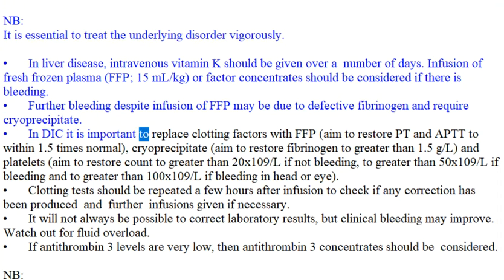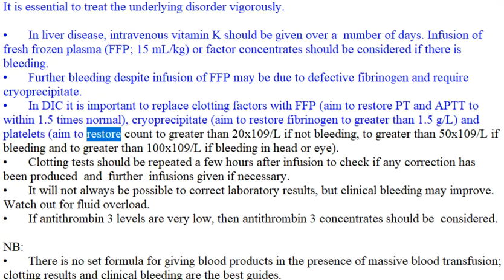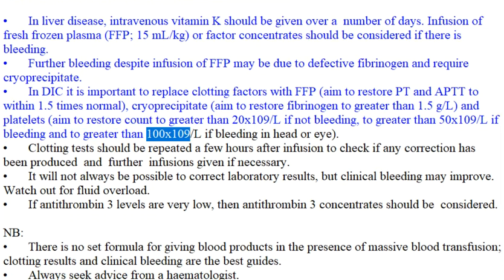In DIC it is important to replace clotting factors with FFP, aim to restore PT and APTT to within 1.5 times normal, cryoprecipitate, aim to restore fibrinogen to greater than 1.5 g/L, and platelets, aim to restore count to greater than 20x10^9/L if not bleeding, to greater than 50x10^9/L if bleeding and to greater than 100x10^9/L if bleeding in head or eye.